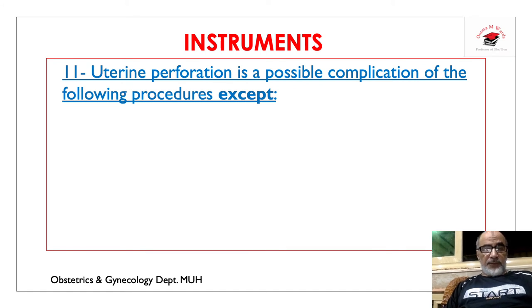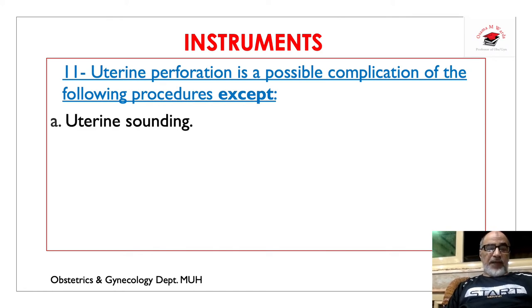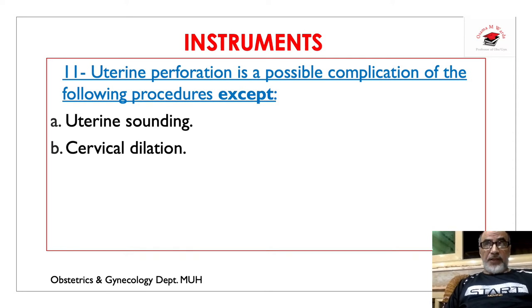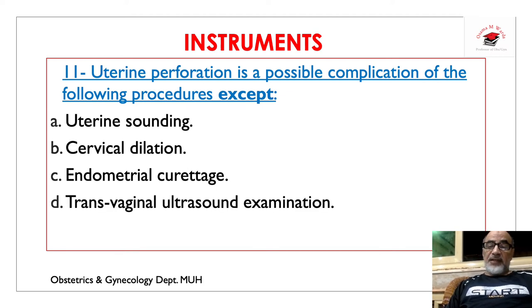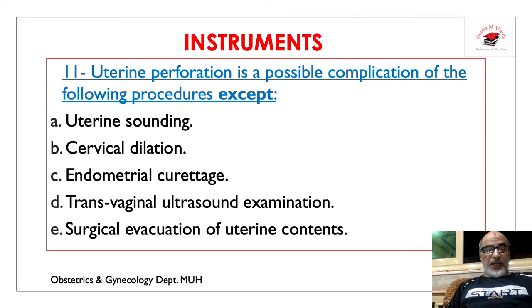Uterine perforation is a possible complication of the following procedures except: uterine sounding, yes, it can cause uterine perforation. Cervical dilatation, yes; when it is not in line with the cervical and uterine canal, it can cause cervical perforation or uterine perforation. Endometrial curettage, it can cause. Transvaginal ultrasound, it is impossible to cause uterine perforation because it is not an intrauterine procedure. Surgical evacuation, it can cause uterine perforation. So the exception is transvaginal ultrasound. The correct answer is D.